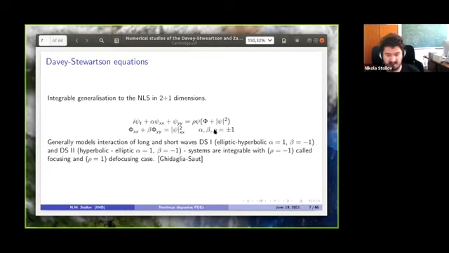The Davey-Stewartson equation is a two-dimensional integrable generalization of the nonlinear Schrodinger equation. So we have 2 dimensions, and as every higher dimensional integrable equation, it is non-local. In this case, it is written as a local equation. However, if you invert for phi, the equation becomes non-local. This model physically describes interaction of long and short waves, and there are various integrable models. So depending on the size of the factors in the equation, we can distinguish several types of DS.